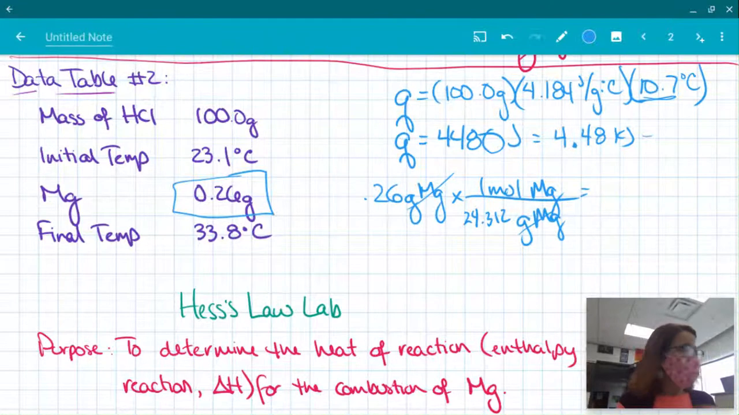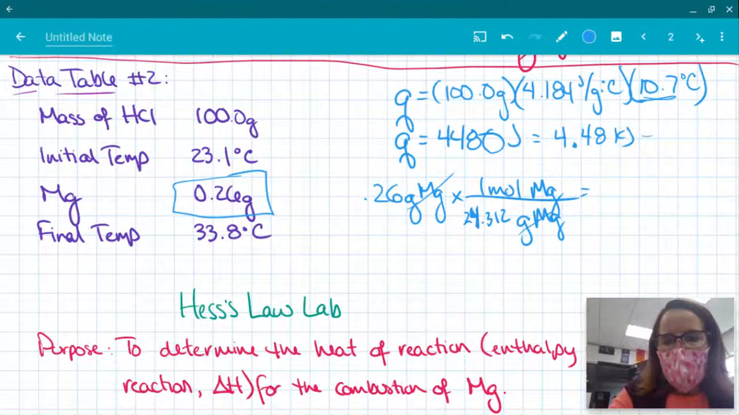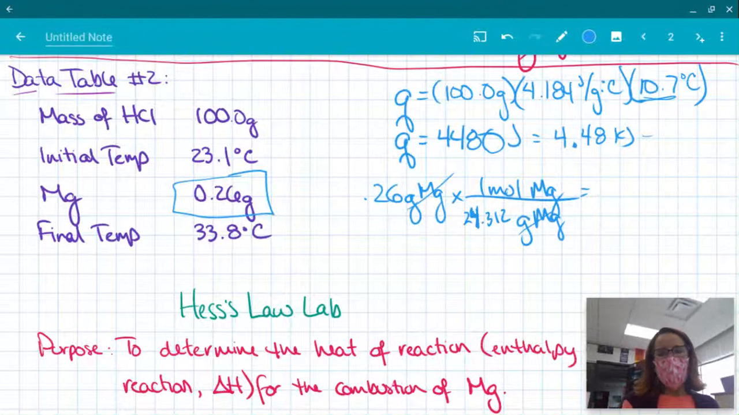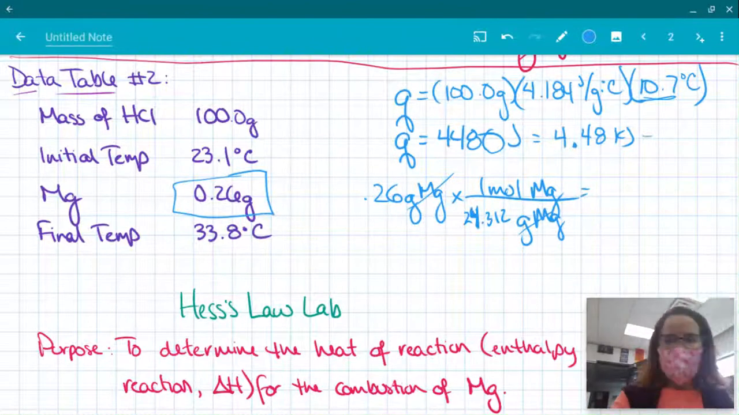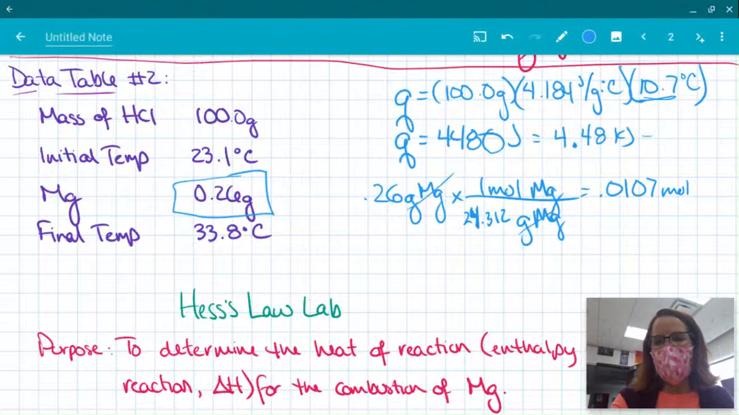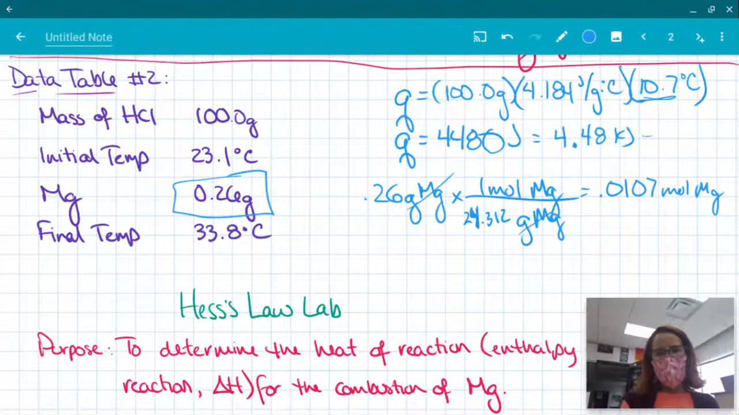Question? Can you guys not read my sloppy handwriting? I know, 24.312. Okay, so do the calculation, figure out how many moles you had. And I'm going to write mine down here. And go ahead and put it in with 3 sig figs. And so that's my moles.